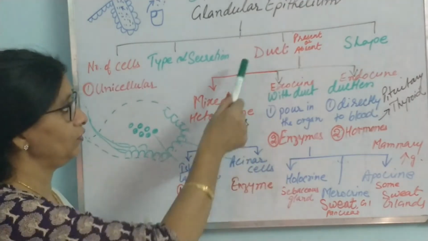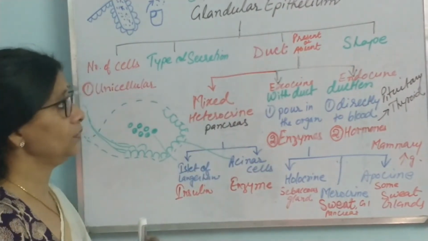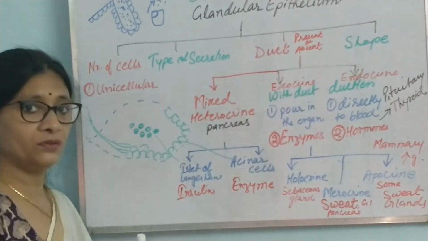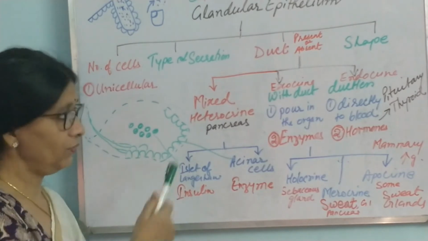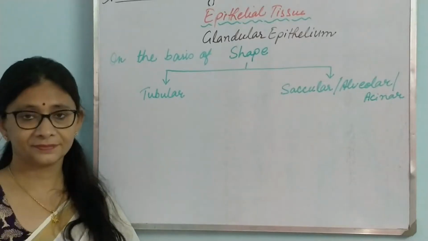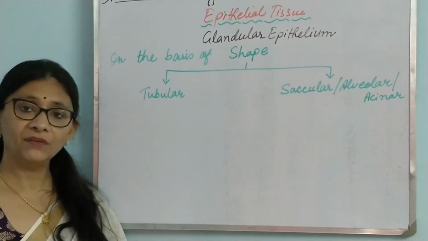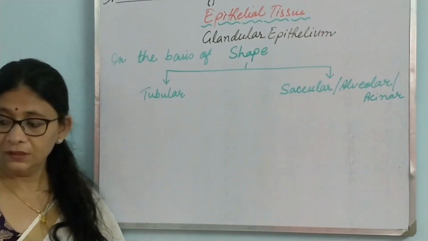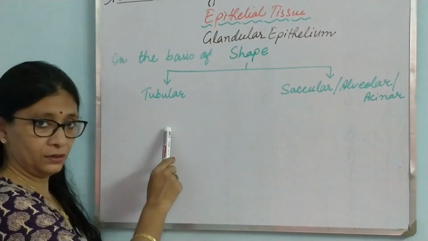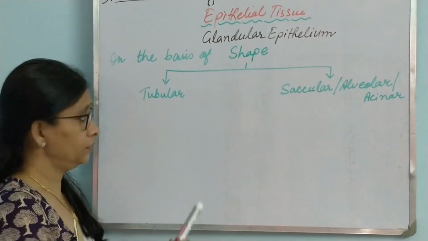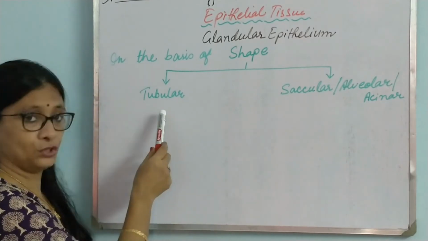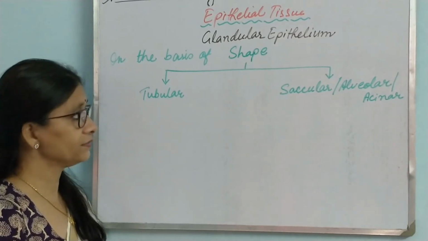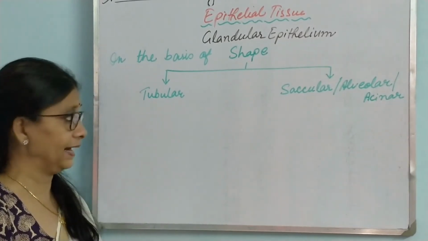So this is about division based on ducts. Now there is one more left, which is the division of glandular epithelium based on shape of the glands, which we shall see just now. Based on shape, we have two types of glandular epithelium. They are tubular or saccular. From the name itself we can understand this is tube-like and this is sac-like. Saccular glands are also known as alveolar or acinar glands.